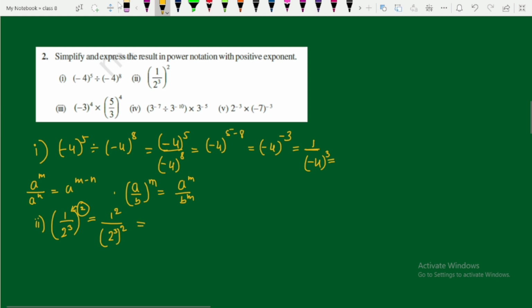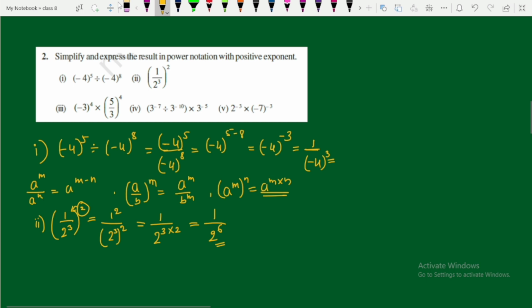Okay, so now 1 square means it is 1, and the denominator is 2 raised to 3 whole raised to 2. Now one more law you have already seen: a raised to m whole raised to n is equal to a raised to m into n. So we are going to apply this in the denominator, that is 2 raised to 3 into 2. So the answer is 1 upon 2 raised to 6. The power is positive. This is the answer, 1 upon 2 raised to 6. Okay, in this way you can complete the second question.